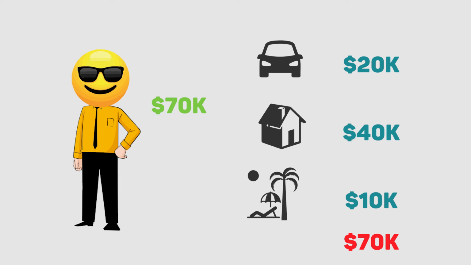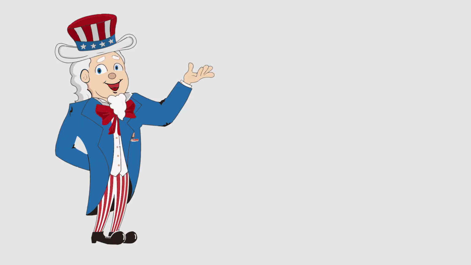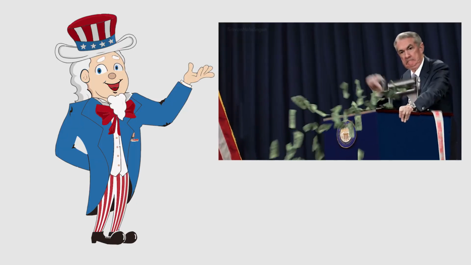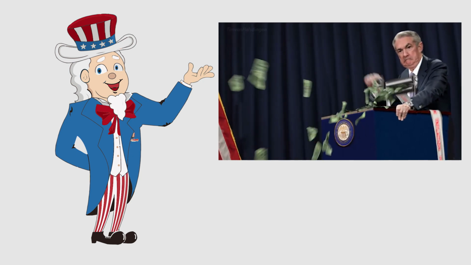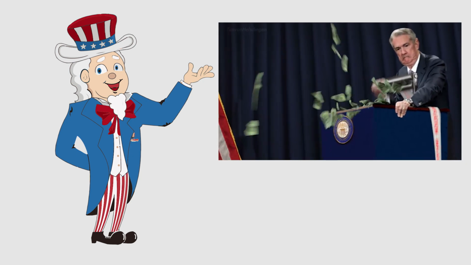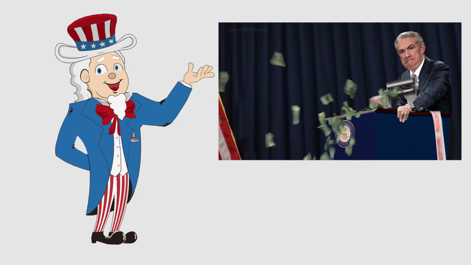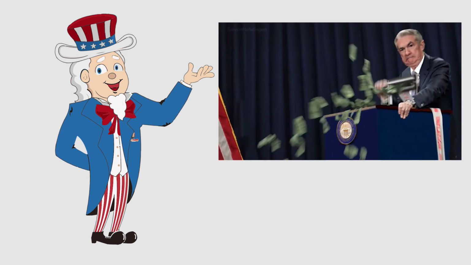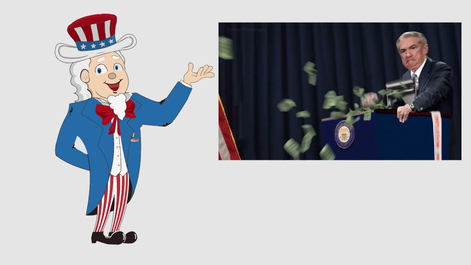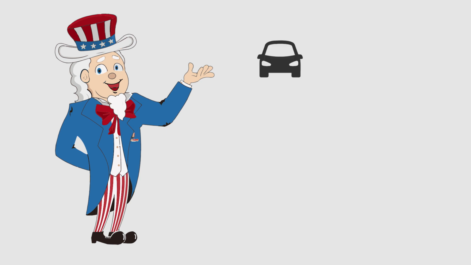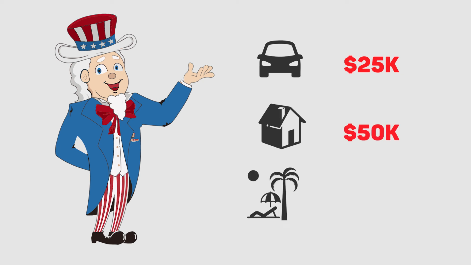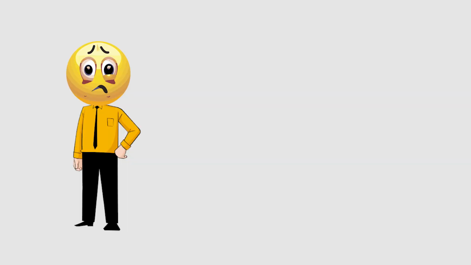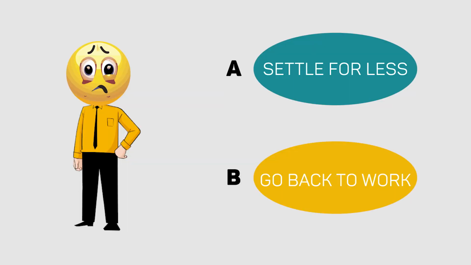What Tom did not foresee though were the actions of big old Uncle Sam and his favorite tool, the money printer. So Uncle Sam goes on to print an ocean of money and inflate the economy. Because why not? That's the only way they know how to stimulate the economy. Now that money gets into the system and inflation starts to rise. The car that used to cost 20k now costs 25. The house that used to cost 40 now costs 50. The vacation that used to cost 10 now costs 15. Now Tom is stuck with two choices. Settle for less or go back to work some more.